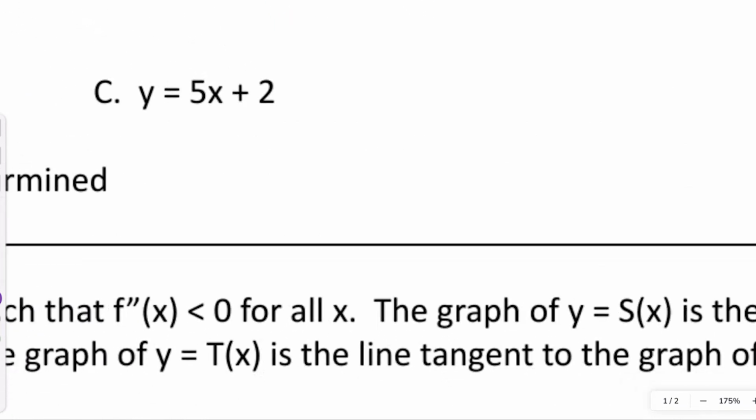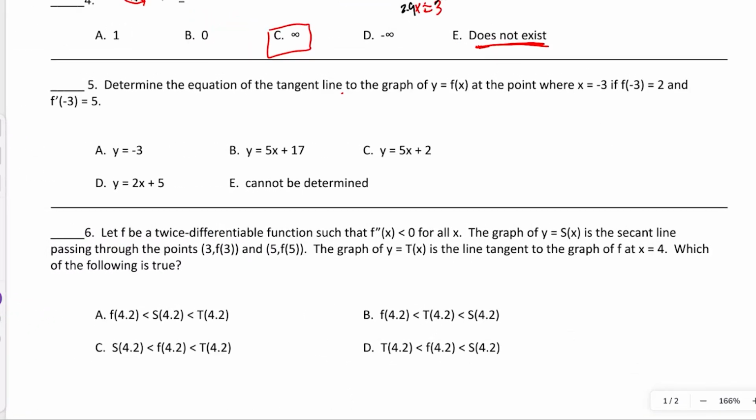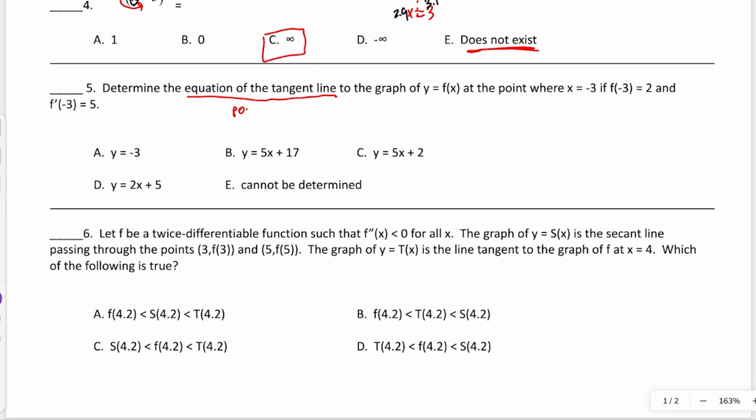So right away, I'm not even reading the rest of the problem before I set myself up here. I'm looking for a point. I'm looking for a slope, and I can use that point and that slope to write my tangent line. So it says to the graph of y equals f of x at the point where x equals negative 3, f of negative 3 is 2, and f prime at negative 3 is 5. So the point here is going to be negative 3 comma 2. We don't actually have the function, but we do have the point, negative 3, 2. And the slope is going to be the value of the derivative at negative 3.